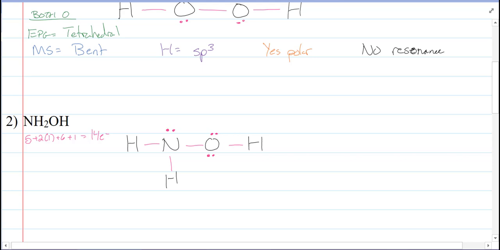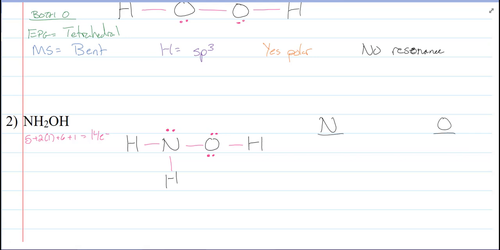Well, each H is good. Oxygen has 2, 4, 5, 6. Its formal charge is 0. Nitrogen, 1, 2, 3, 4, 5. Its formal charge is 0. They have 8 electrons total. I think that's good. Right, so I have 2 central atoms now. I have N and I have O.